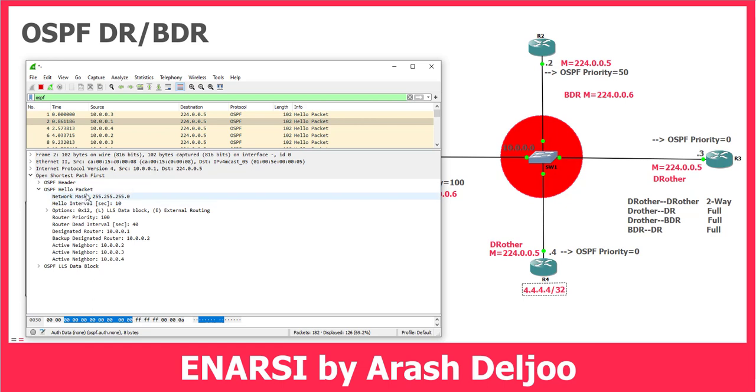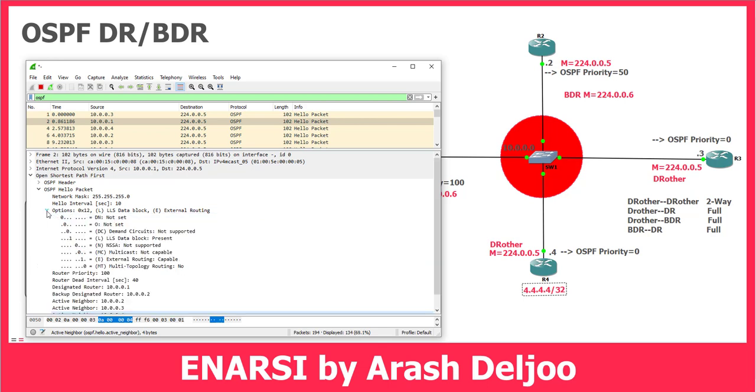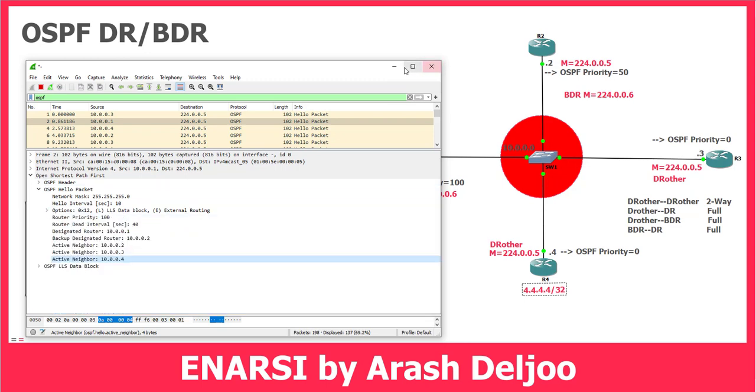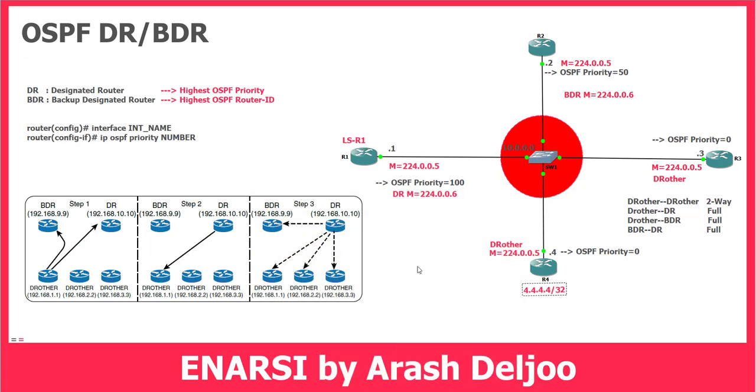And then in the hello packet, we have network mask, we have hello interval, we have router priority. Now you can understand the priority, router dead interval, designated router, backup designated router, and also the active neighbors. Now you can easily understand all of this information. Also in future, in other courses, you will learn about some of these options, some of these flags, and some other features that are available in the OSPF packets.